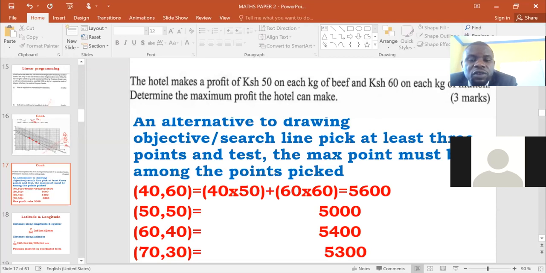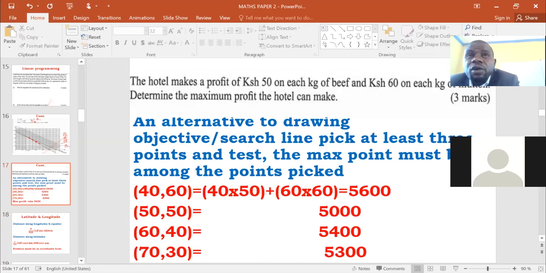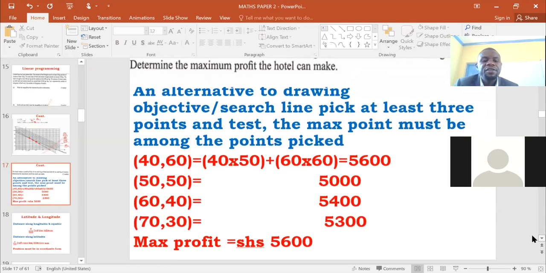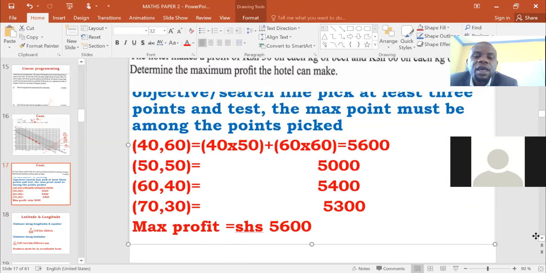So from those profit values that we get, you notice that the highest value is 5,600. That shows that the maximum profit can only be got when there were 40 kilograms of beef and 60 kilograms of mutton. And you go ahead and write that final answer: the maximum profit is equal to 5,600. Or better still, if I was just in a hurry, I could just underline the 5,600, the first value there. If you just underline that 5,600, the marker will be able to see that you have distinguished the 5,600 from the other 3. Underlining is also a way you can distinguish your answers.